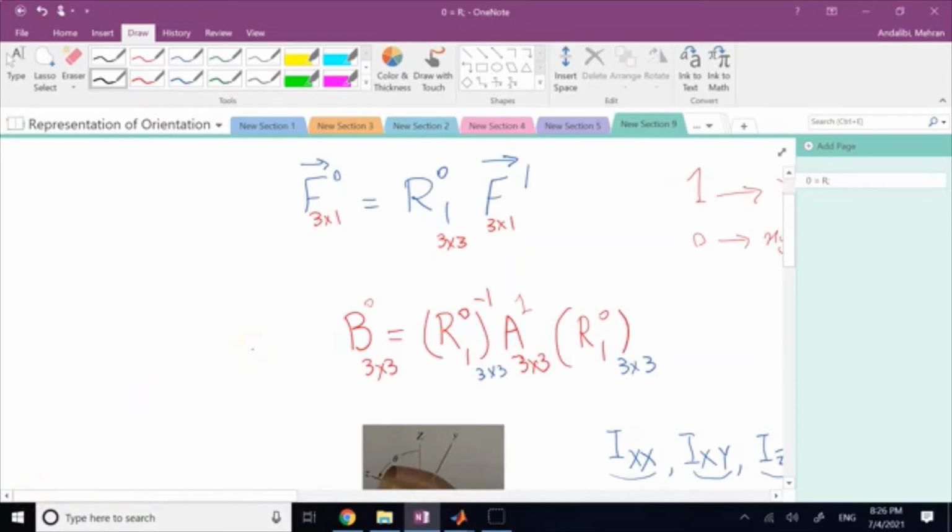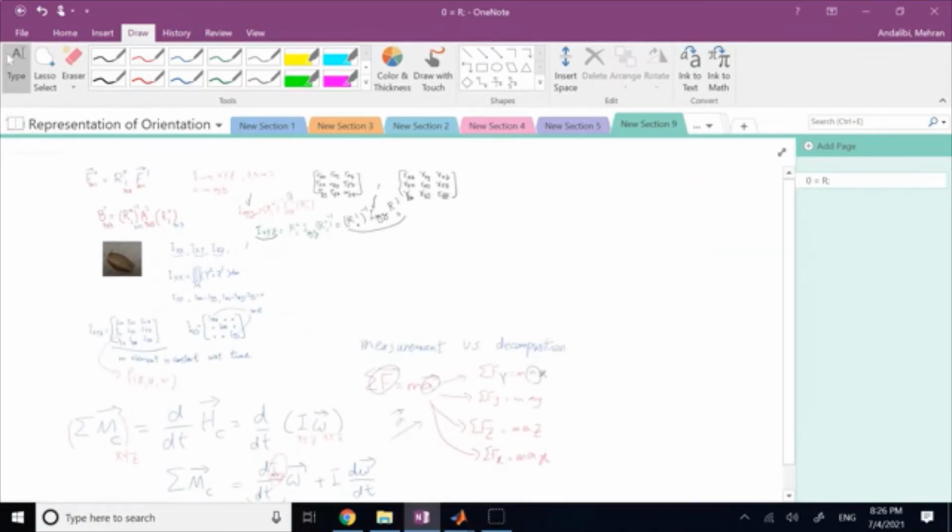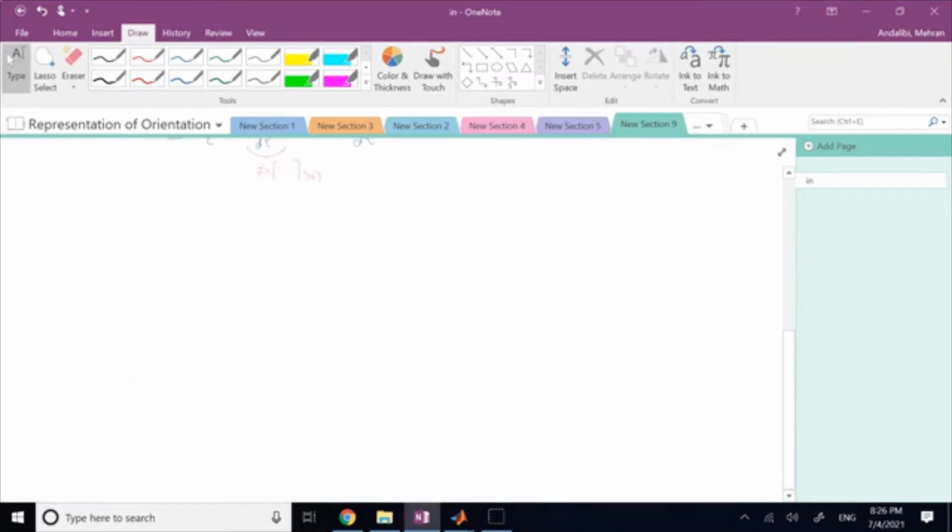Because describing it in one frame is way easier than the other one. So in one frame we can easily get them. In the other frame, we can just do the similarity transform to get them. And one of the major places that we use this, if you remember, were the principal axes. I don't know if you remember them or not, but one of the places in statics that we talked about is the principal axis. So you have an arbitrary I matrix, correct?